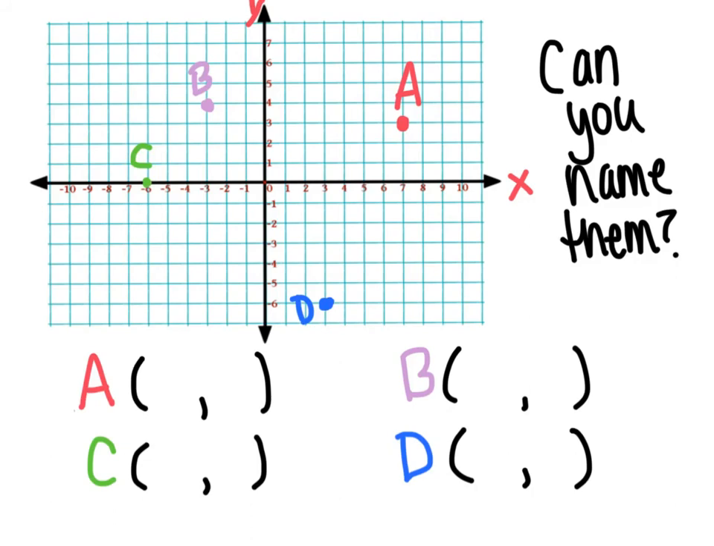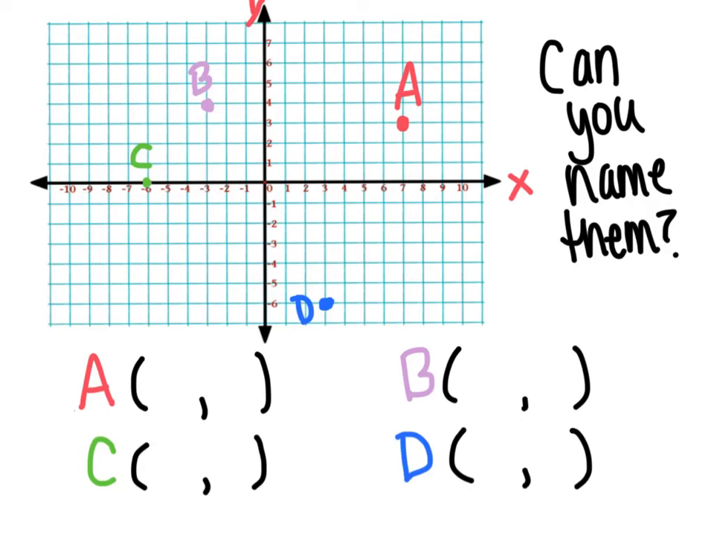Let's see if you can apply that now to name some points that are already drawn on a coordinate grid. Pause the video and write down the coordinate pairs for point A, B, C, and D. Remember, the x-coordinate comes first, so how far right or left it is, and the y-coordinate comes second. Then push play and see how you did.